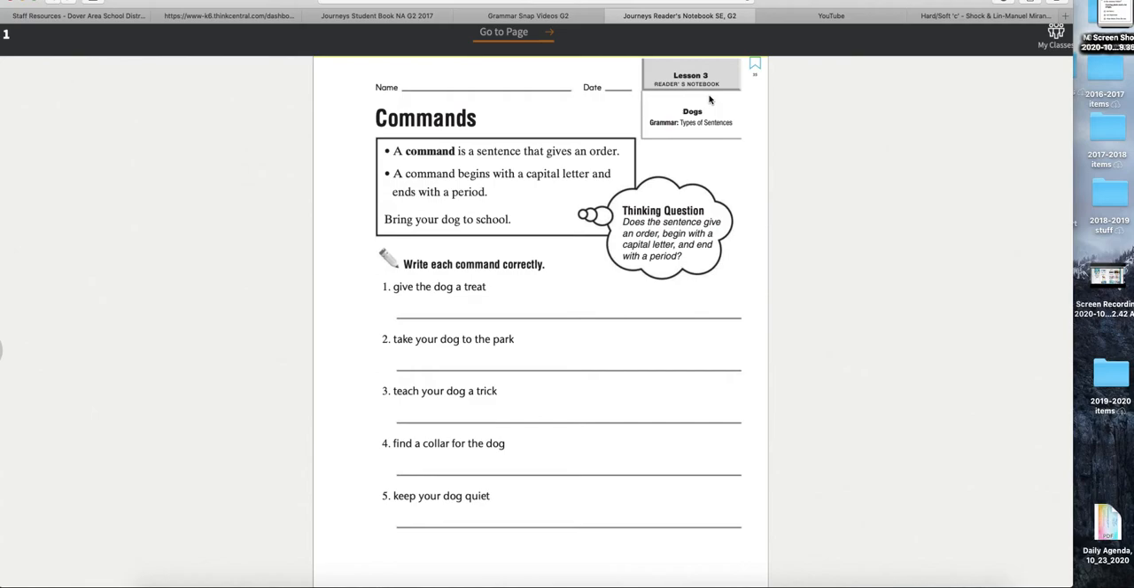The only place I need to have a capital letter is at the very beginning right now, because we don't have any proper nouns. We don't have any names of people or places or things in our sentence. So the only capital letter I should have is the T at the very beginning. Everything else should be a lowercase letter. And my period at the end. Take your dog to the park.